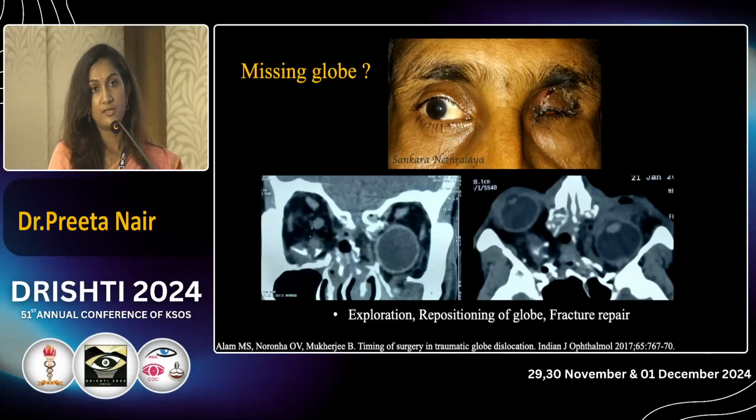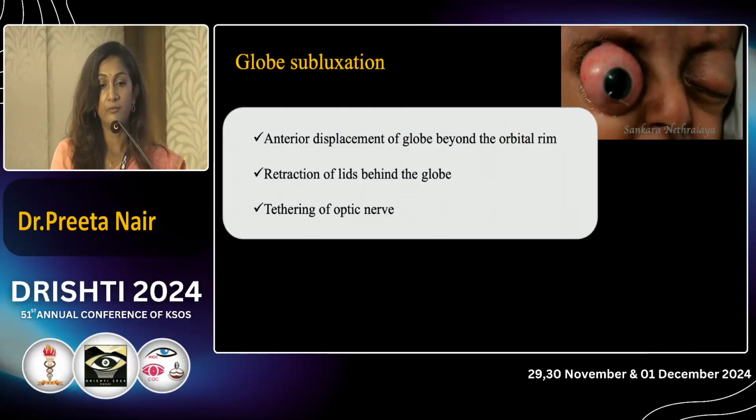Another condition is in traumatic cases, the patient can present to you with an enophthalmic picture. So it's important that you advise CT, and to our surprise, this was the condition. The globe was subluxated into the maxillary sinus because of a large blowout fracture in the floor and medial wall. So these cases were immediately taken up for exploration and repositioning of the globe, followed by the fracture repair.